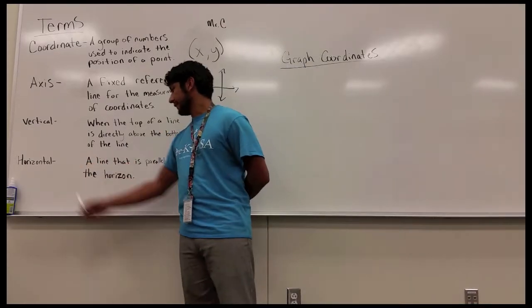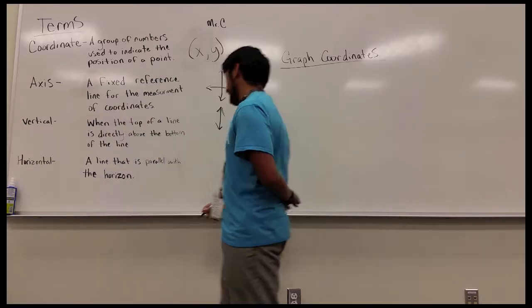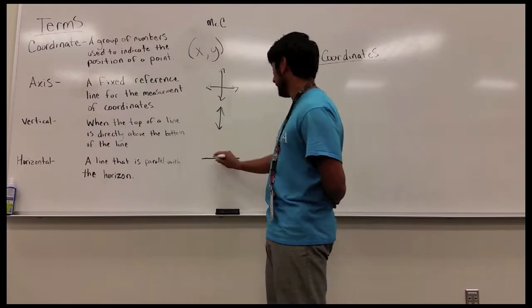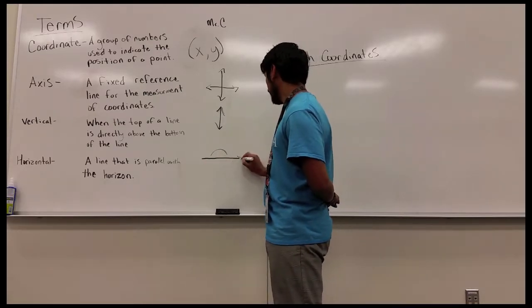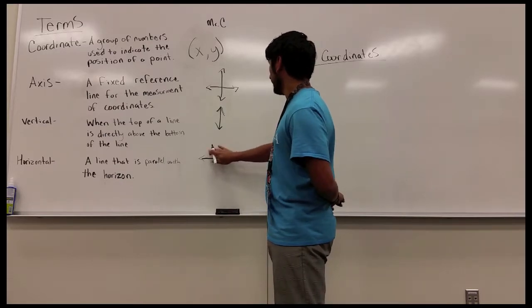The next one is horizontal. A line that is parallel with the horizon. The horizon is when you look out at the sunset, you see that line right there that the sun is going over. That is called the horizon. That's why this line is called horizontal. Okay?